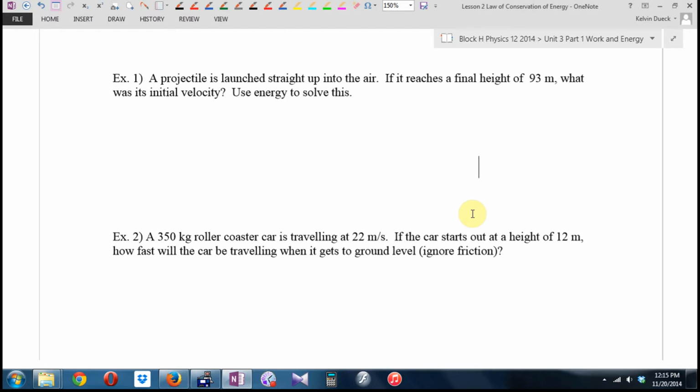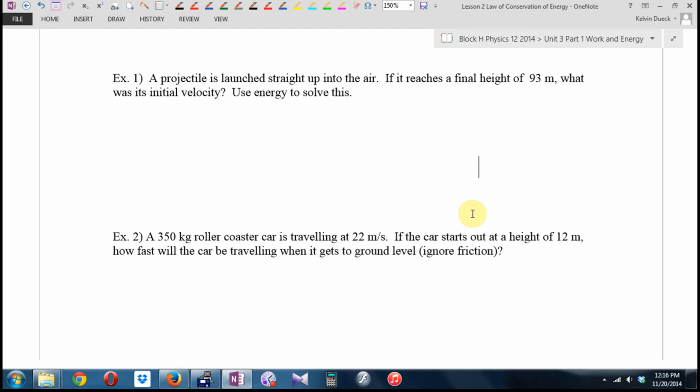If they ask how much work, I say, hey, force times distance. They didn't give me a force. Maybe there's a graph. They didn't give me a graph. Change in potential plus change in kinetic. They didn't say how much work, but there's a change in height, change in speed. This looks like a job for the law of conservation of energy.